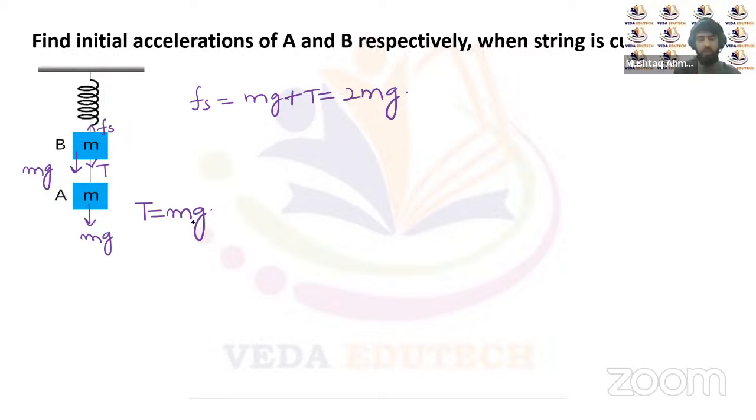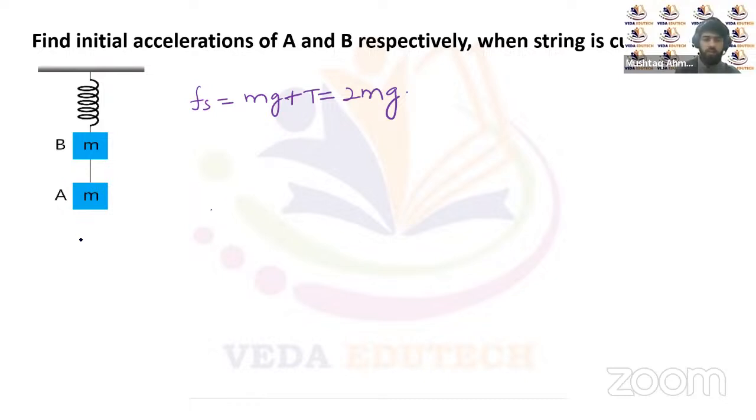Another question is, what will happen suddenly to the system if we cut this string? Now when the string is cut, the string becomes slack, the tension in the string becomes zero, right?